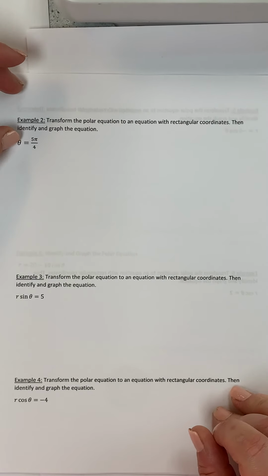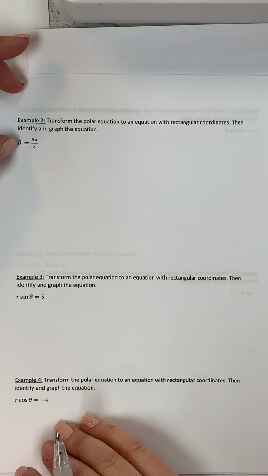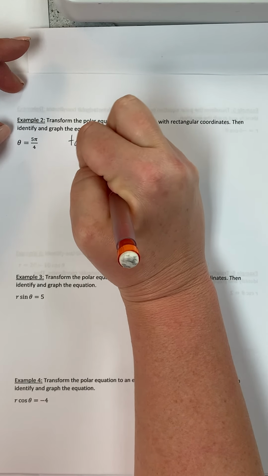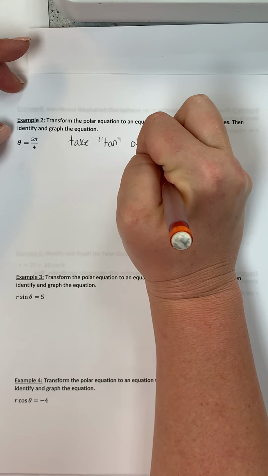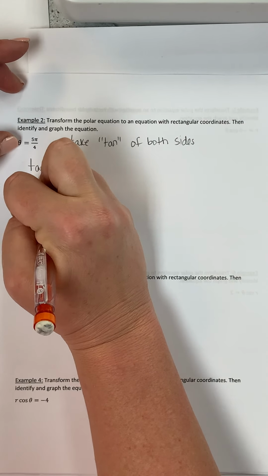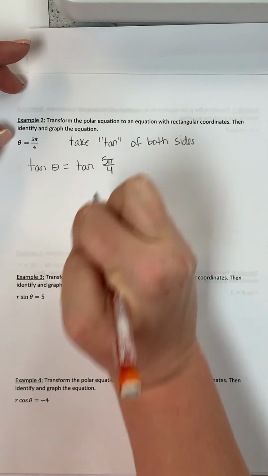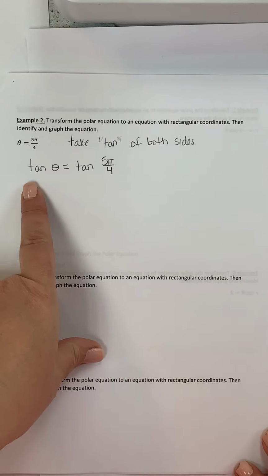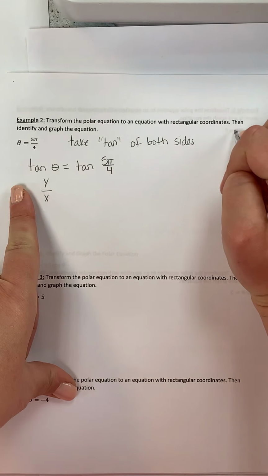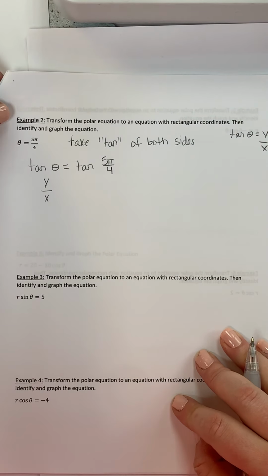Let's see if we can follow the steps that we had. All right, we want to have rectangular coordinates, then we want to identify and graph the equation. All right, well, I have theta equals. When I have theta equals, I'm going to take the tan of both sides. Okay, so I'm going to have tan theta on the left, tan of 5 pi over 4 on the right. Now, I know that tan theta is y over x. Remember that little formula that we had? I just love to get this thing all out of focus, don't I?